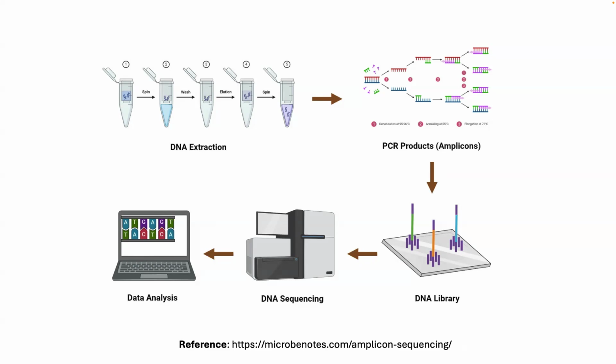After extracting the DNA, we use PCR amplification to target a specific gene, in this case, the 16S rRNA gene. Once the target DNA is amplified, we prepare it for sequencing by adding adapters and barcodes. This library preparation step allows us to sequence multiple samples in a single run while keeping track of which sequences belong to which samples.